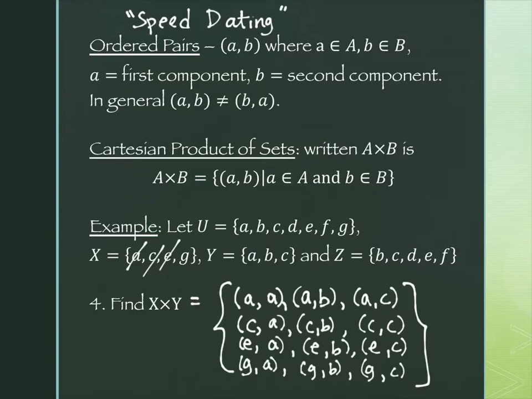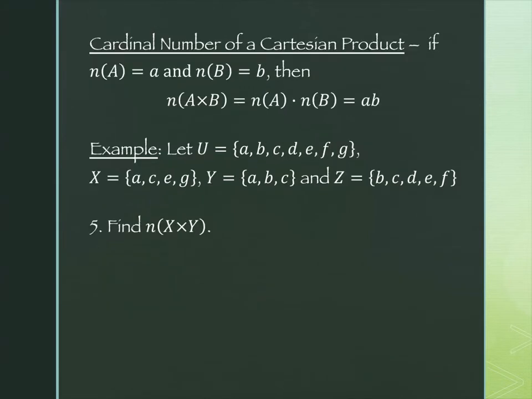Now there's a connection, though, between how many items are in set X and how many items are in set Y and how many items end up being in the Cartesian set. How many ordered pairs are there here? 12. How many items were there in X? And how many items were there in Y? So what seems to be happening? It's multiplication. And that's exactly what's happening. So the cardinal number, that is how many of them there are, in a Cartesian product A cross B, is really the number of items in A times the number of items in B.